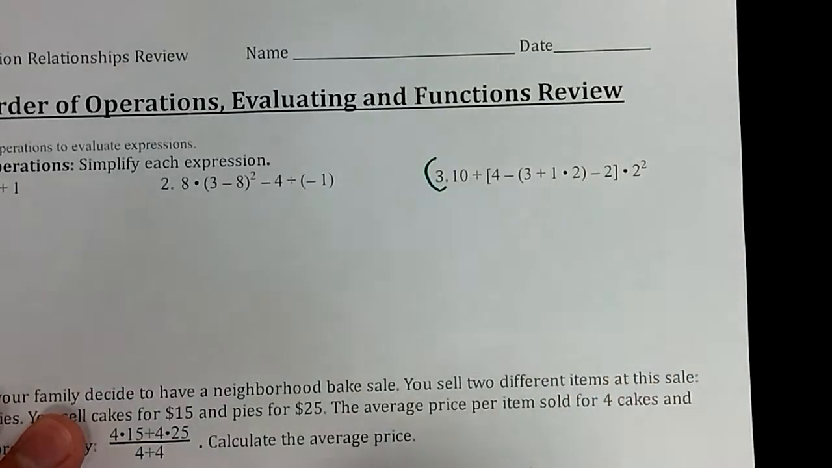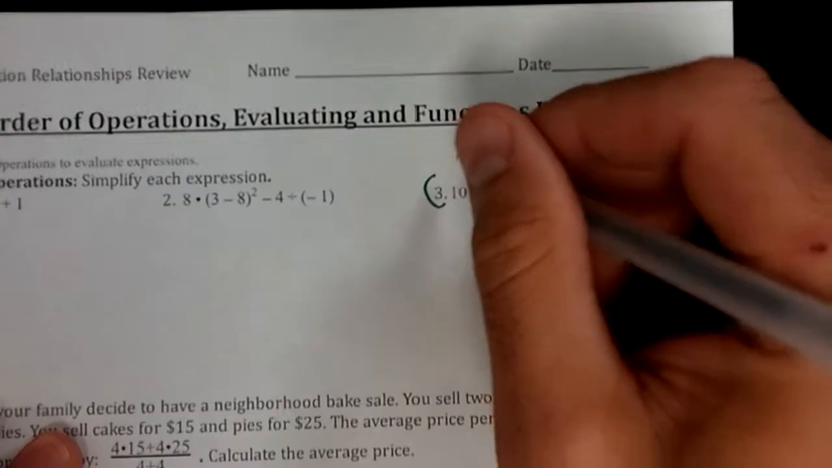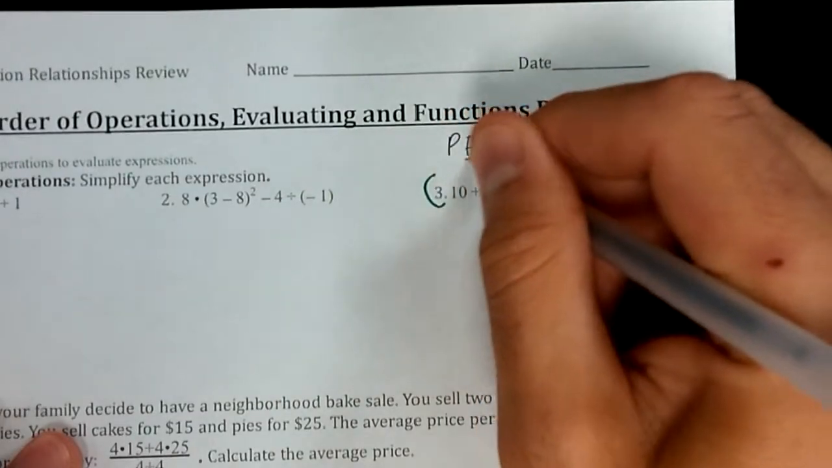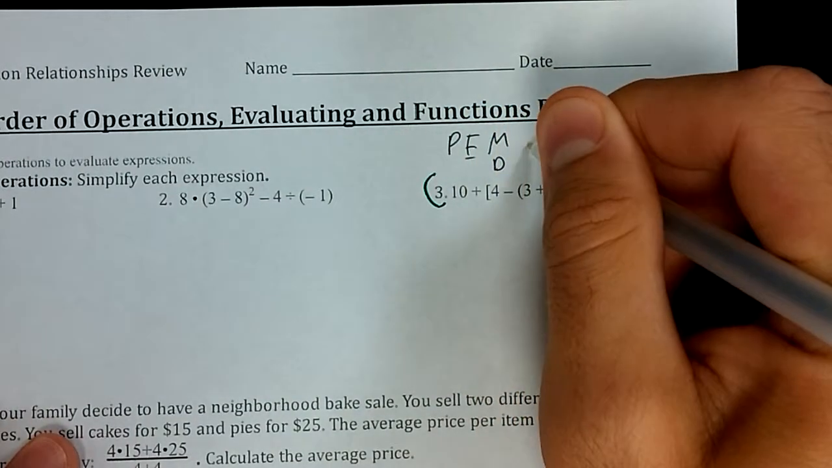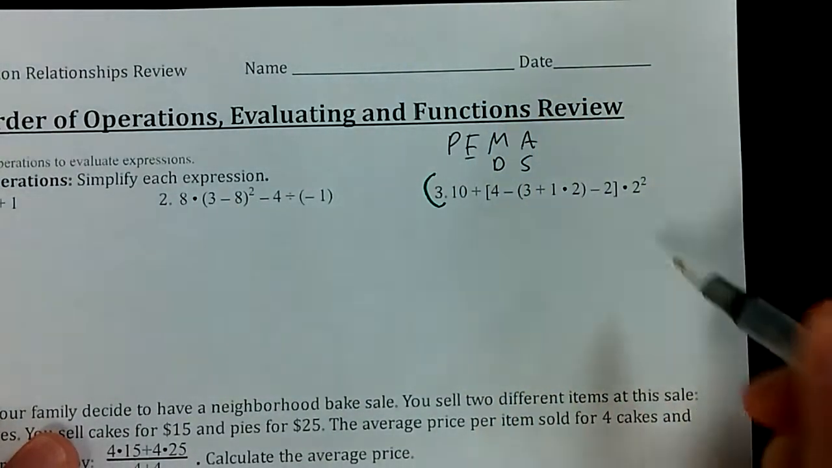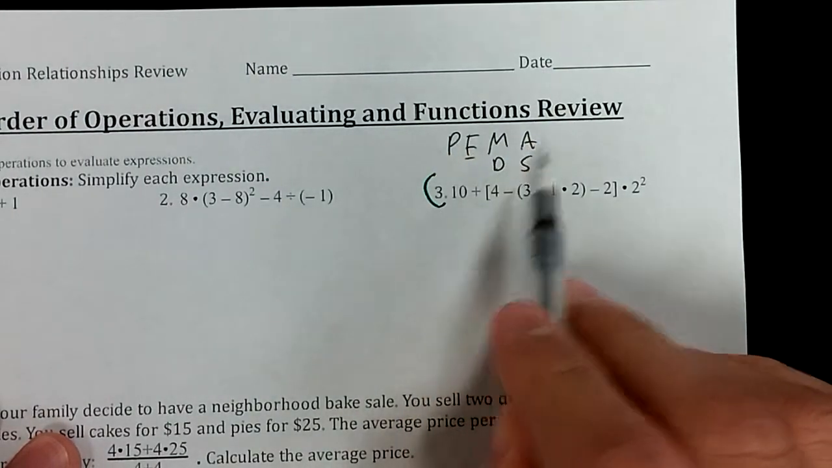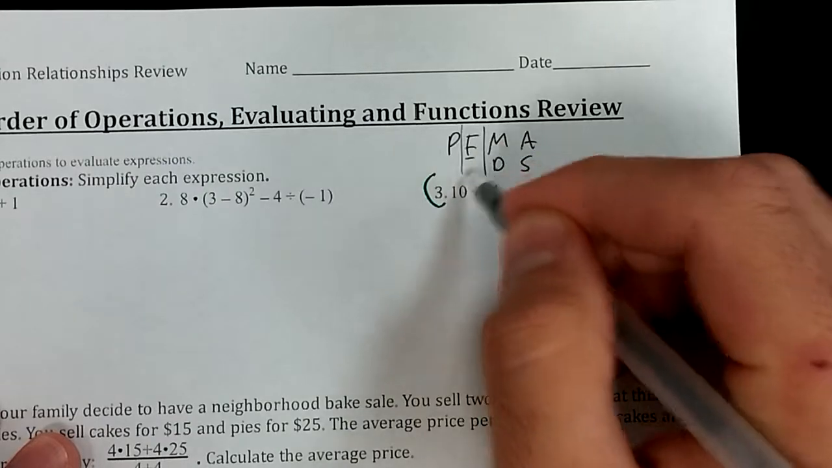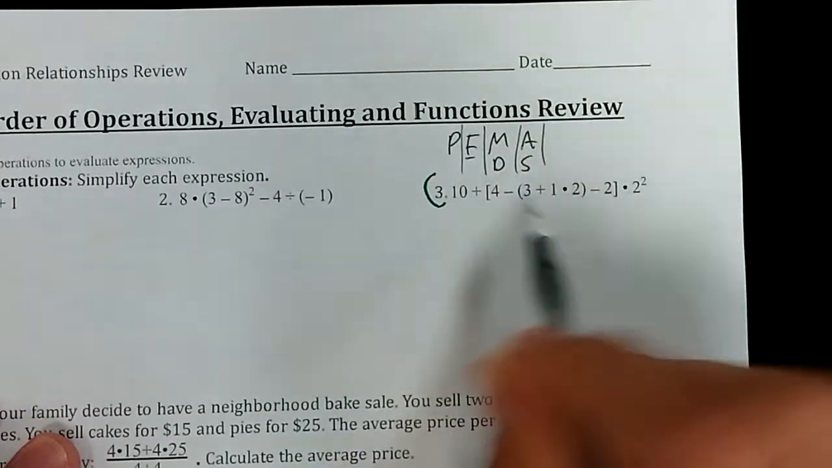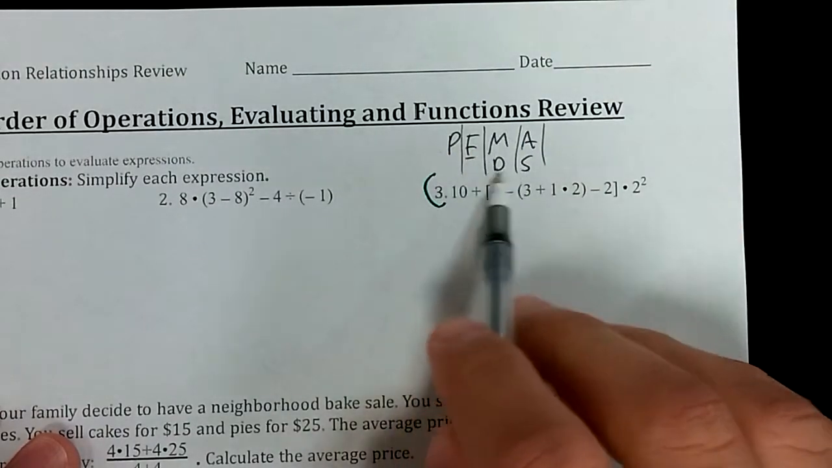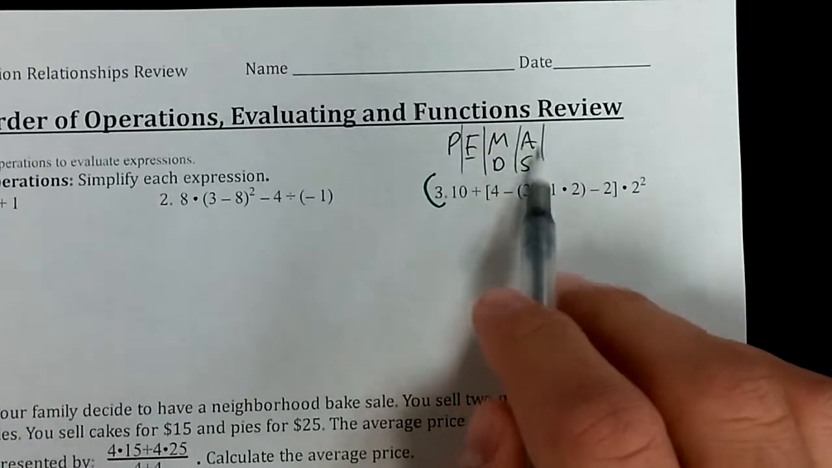So when we're doing order of operations, we use what's called PEMDAS. We write it like this, where it's parentheses, exponents, multiplication, division together, and addition, subtraction together. So this is the order of operations first. So you look to parentheses, then exponent, then multiplication, division, and then addition, subtraction.